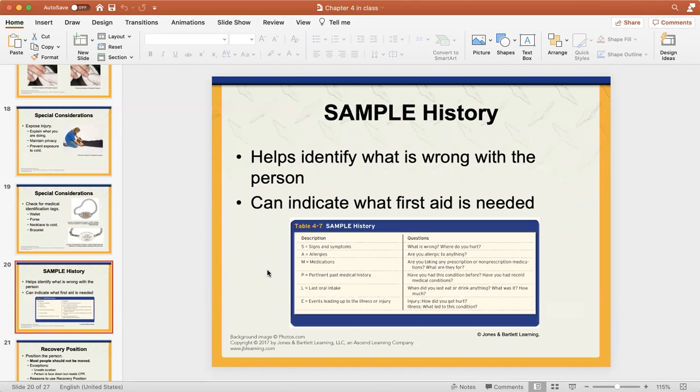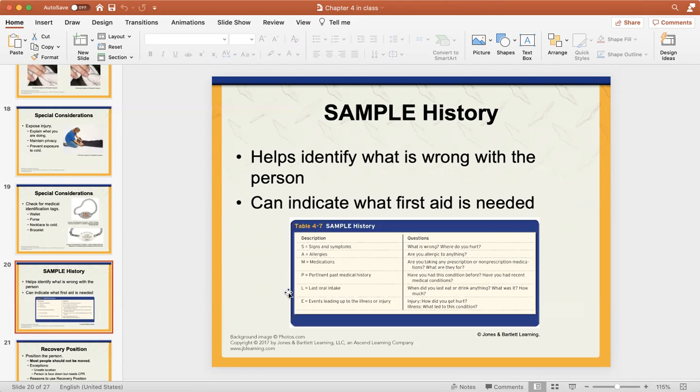P stands for pertinent past medical history. So what happened in the past that is very pertinent for them? Have you had this condition before, what they're going through? Have you had recent medical conditions? Maybe someone was sick, had low blood sugar, maybe they're diabetic, things of that nature.